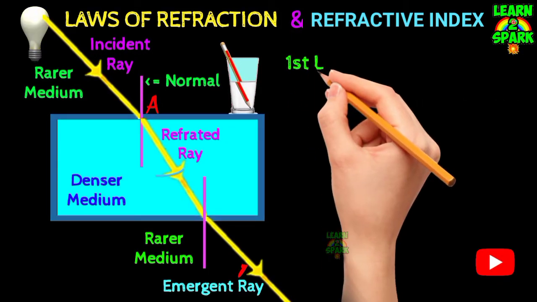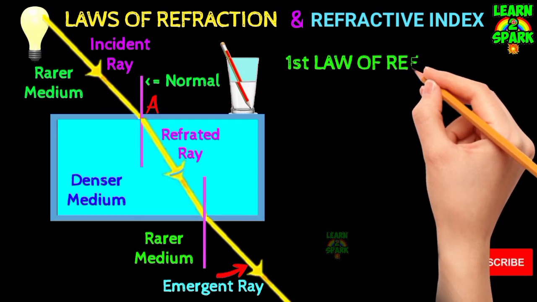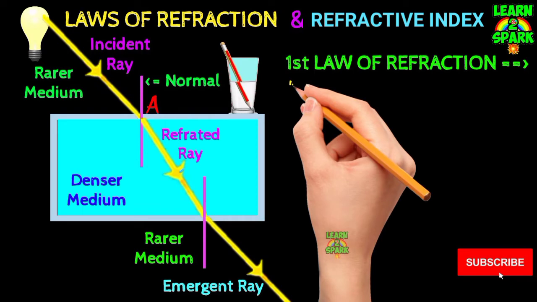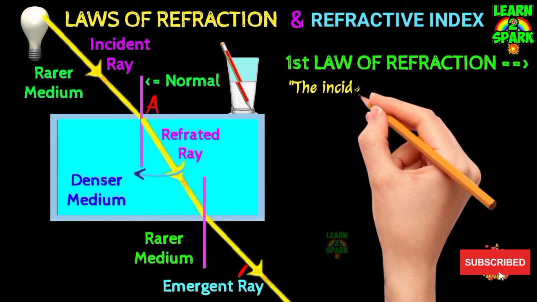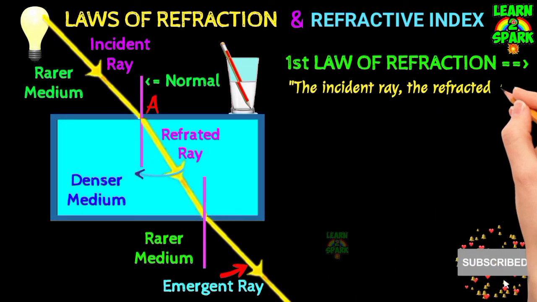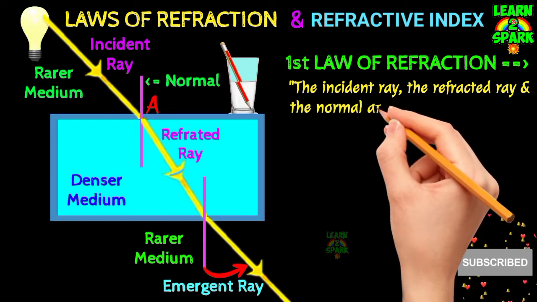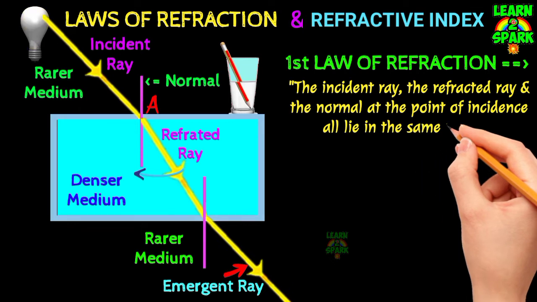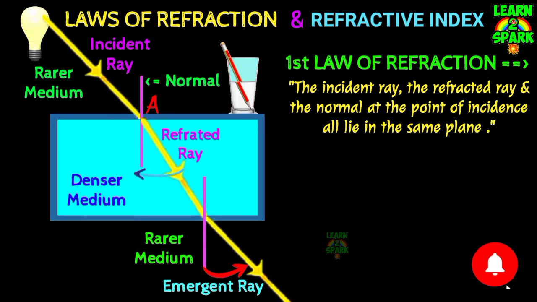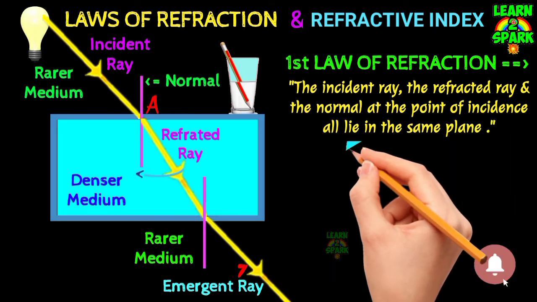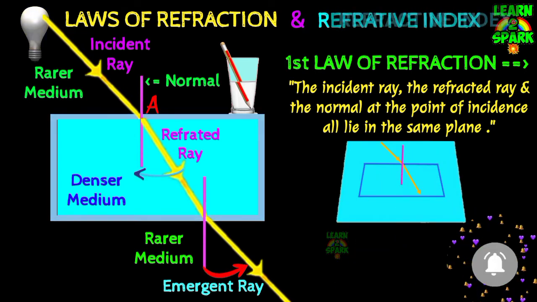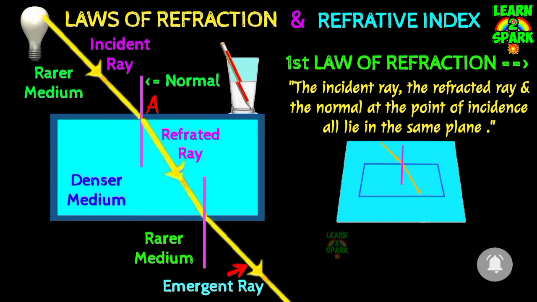Let's discuss the laws of refraction formulated by the Dutch scientist Snell. The first law states that the incident ray, the refracted ray, and the normal at the point of incidence all lie in the same plane. It means if you were to draw this on a piece of paper, they all will be on the same plane of paper, not out of the paper.